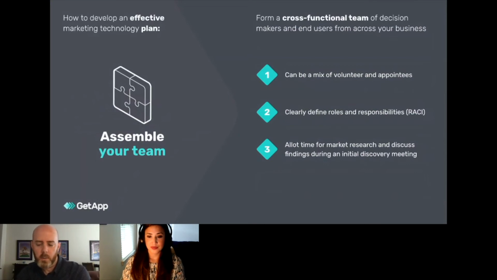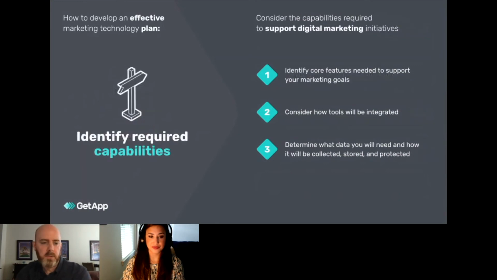Everyone has their head around the marketing technology landscape a little bit and can add to the conversation there. So let's move on to identify your capabilities. So you've got your team, and now you've got to figure out what tools you need. So you're going to have to select according to what's going to support your digital marketing initiatives. Identify the core features that you're going to need, and consider how they will be integrated.